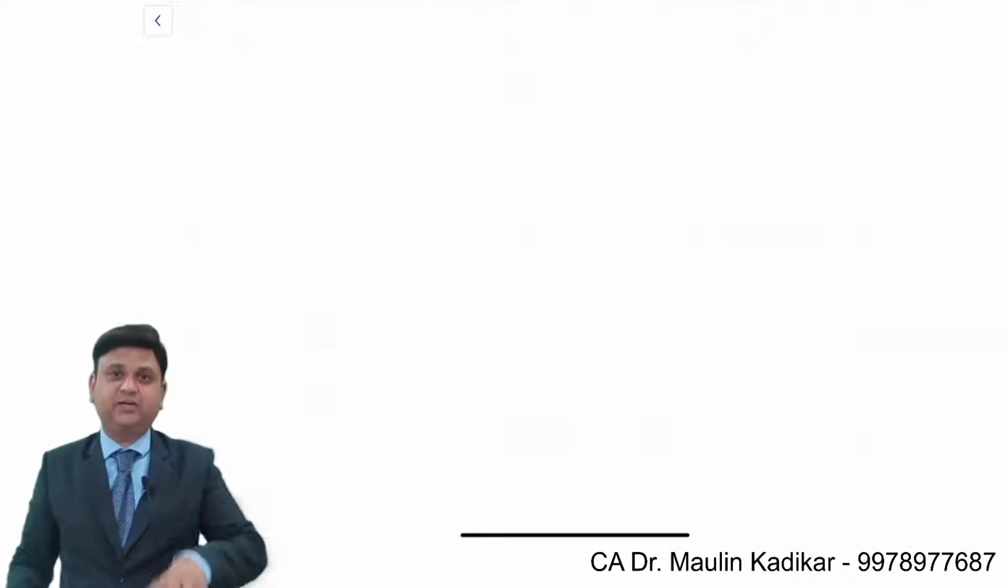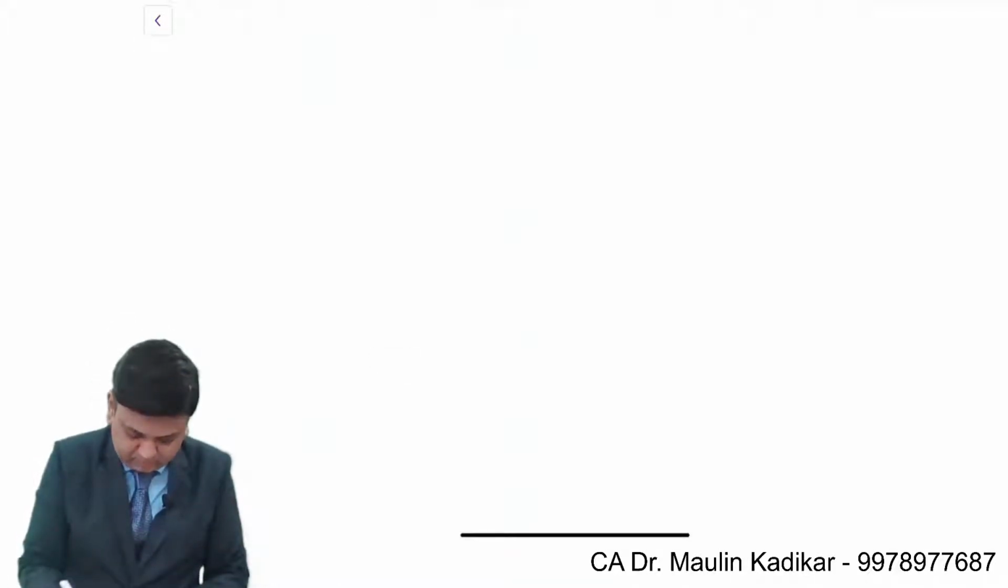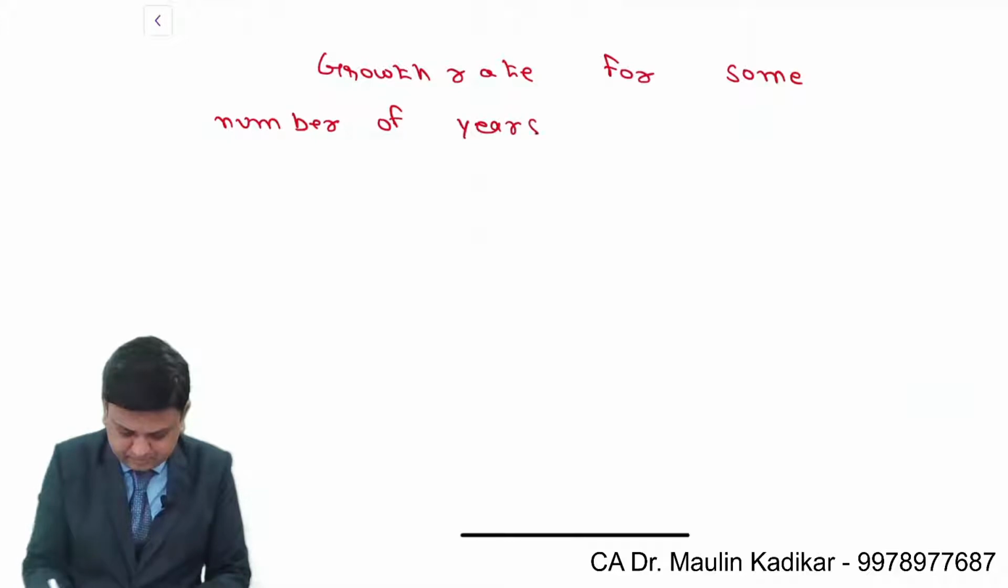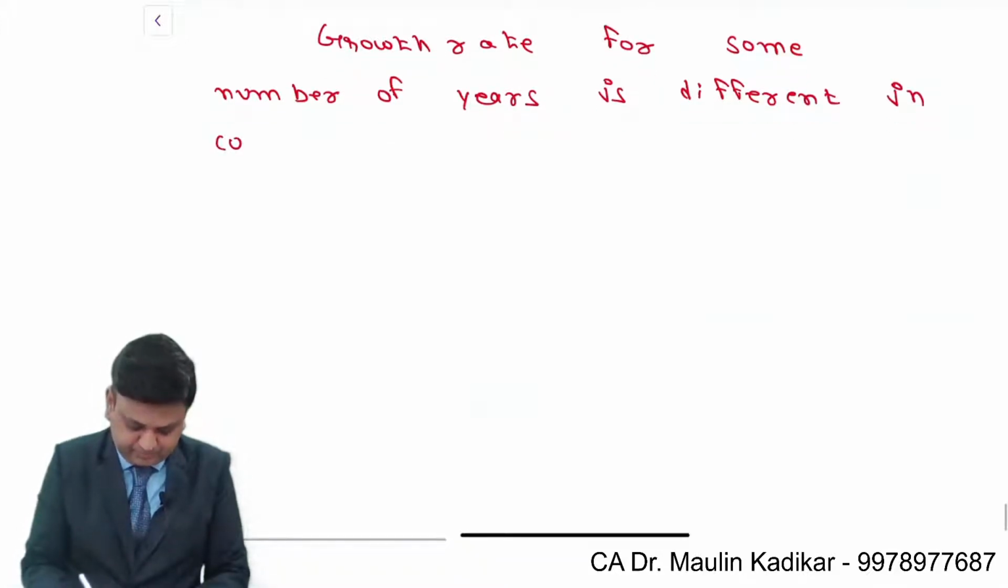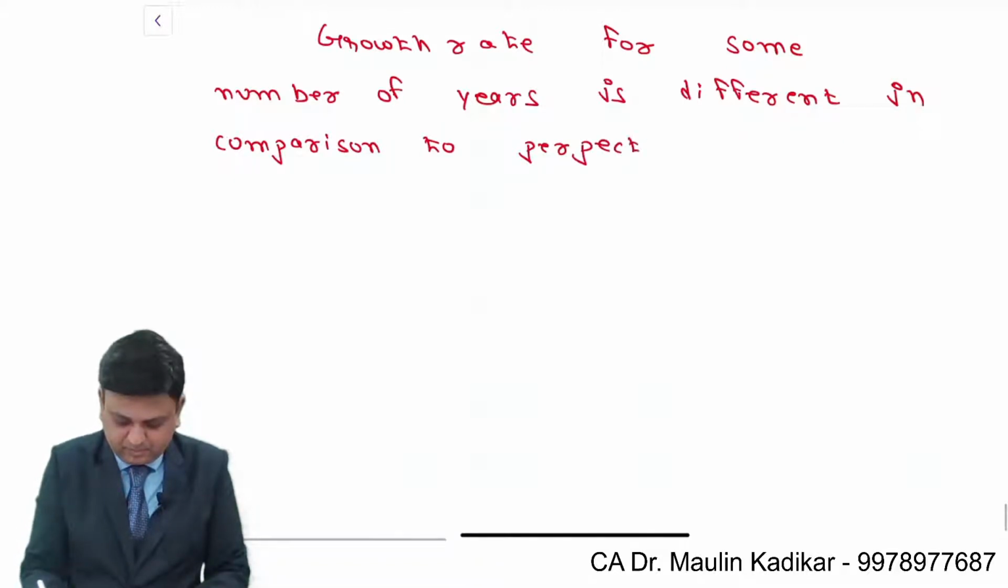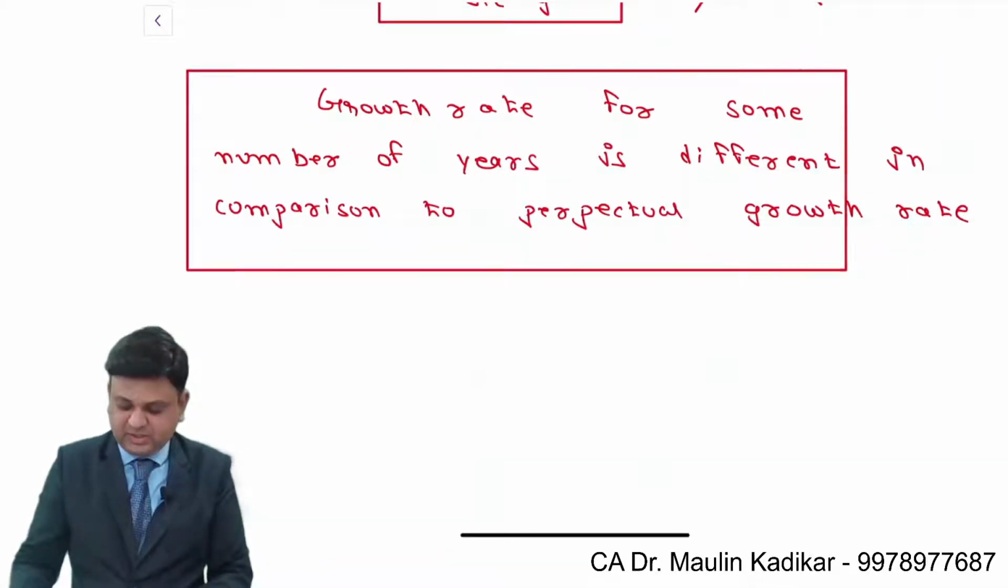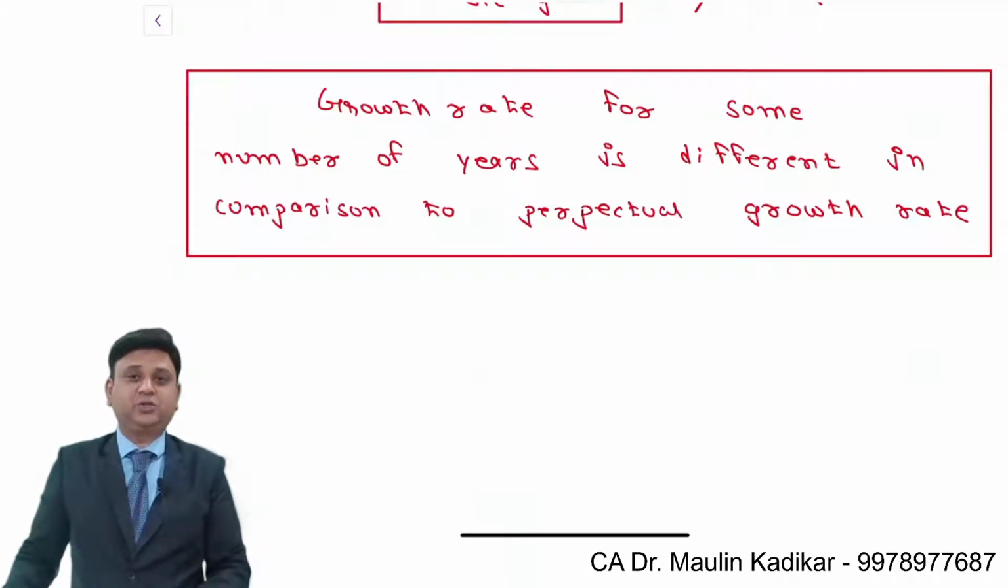So what happens in this kind of question? It means that in a situation wherein the growth rate for some number of years is different in comparison to the perpetual growth rate, if at all we have a situation like this, then it is mandatory for us to prepare a cash flow series in order to make the calculation of the P0.